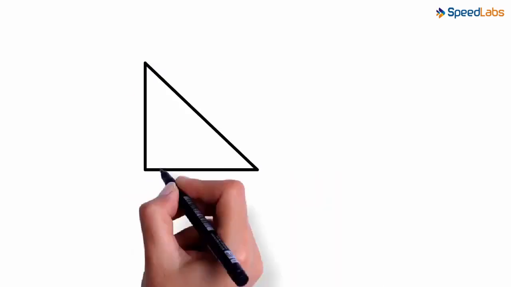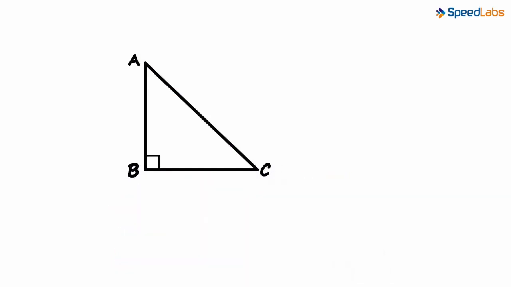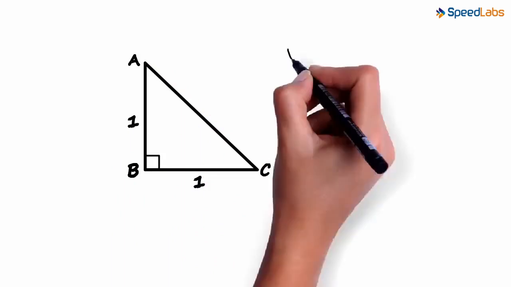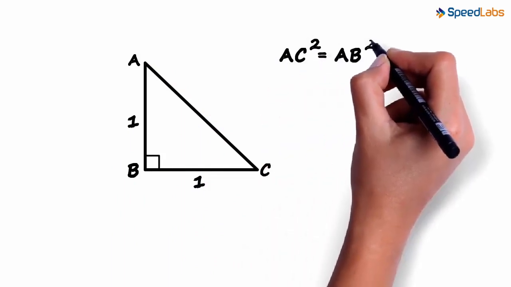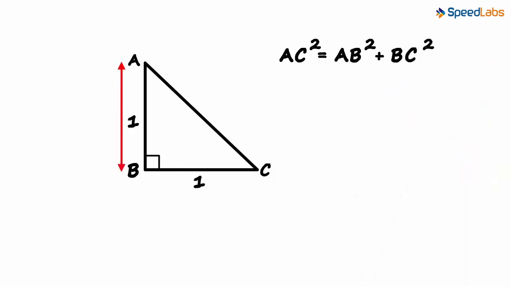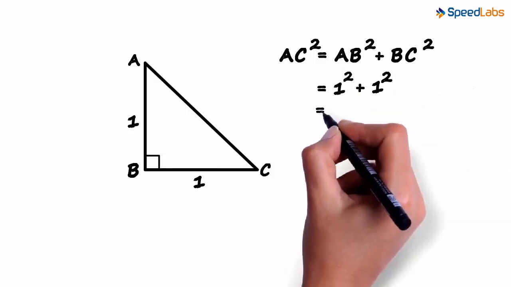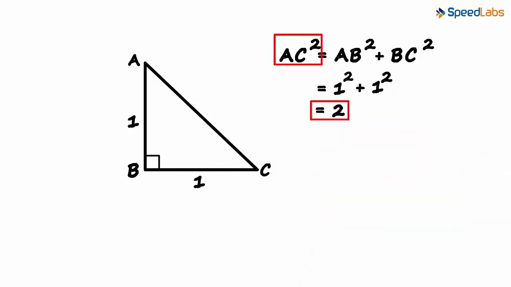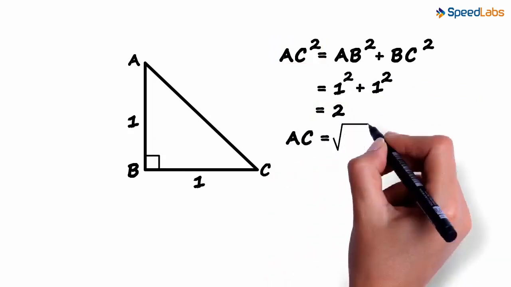To prove the existence of irrational numbers, a right-angled triangle ABC was considered. The triangle was such that these two sides equaled 1, and the length of the hypotenuse was supposed to be found out. The Pythagoras theorem was used to get AC squared equals AB squared plus BC squared. AB and BC both equal 1. Substituting those values here, we got AC squared as 1 squared plus 1 squared, which equals 2. If AC squared is 2, AC will equal square root of 2.